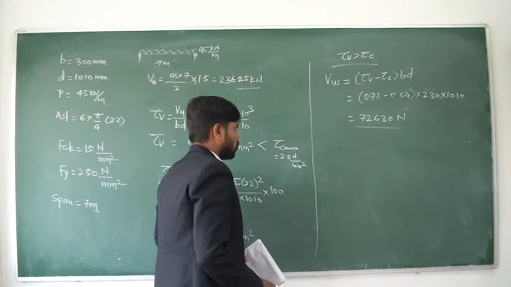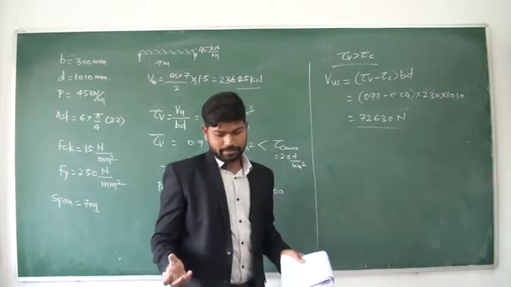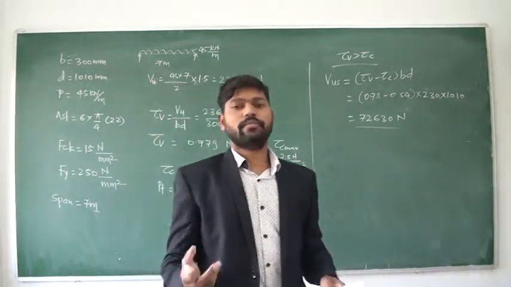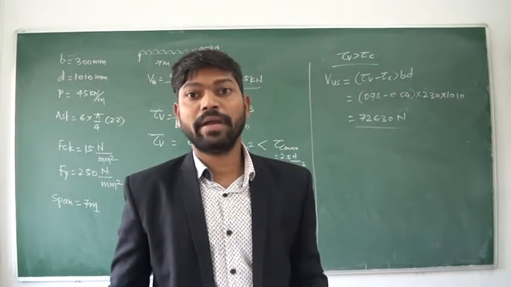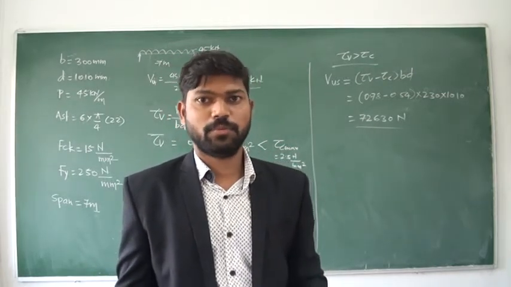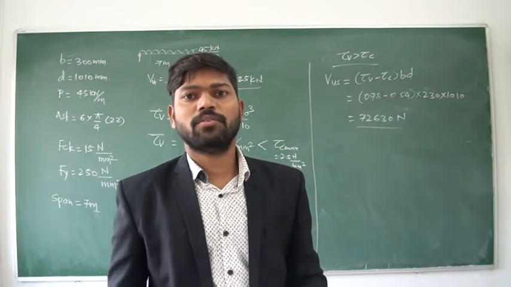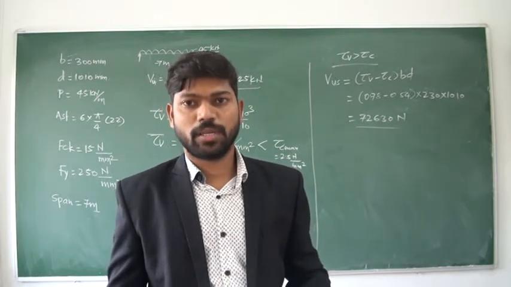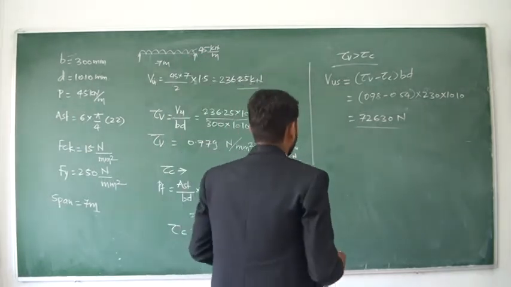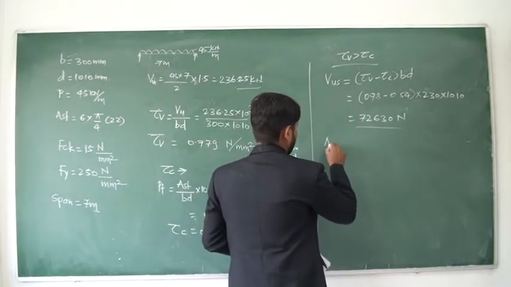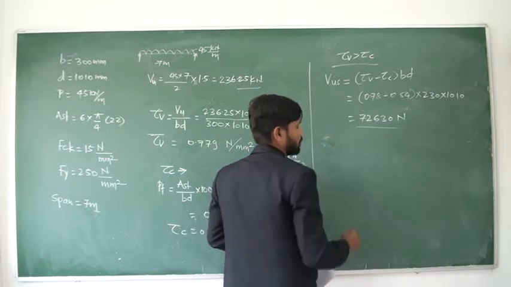Now you will provide shear reinforcement. You have three options. You can provide vertical stirrups, you can provide inclined stirrups, or you can provide bent up bars and vertical stirrups. For this example, we will provide only vertical stirrups. It is the very simple form of shear reinforcement. First of all, you have to fix the diameter of the vertical stirrups.